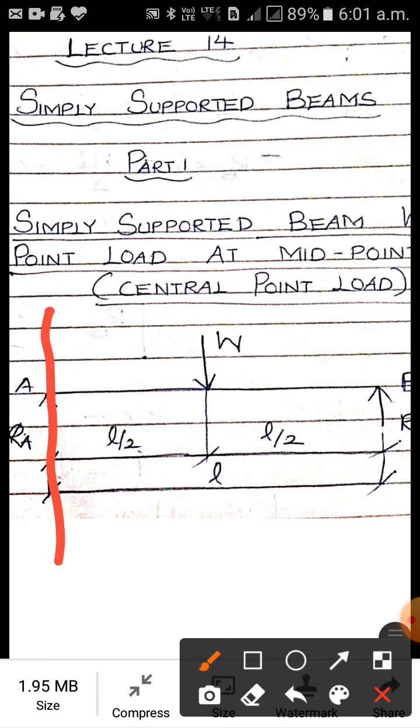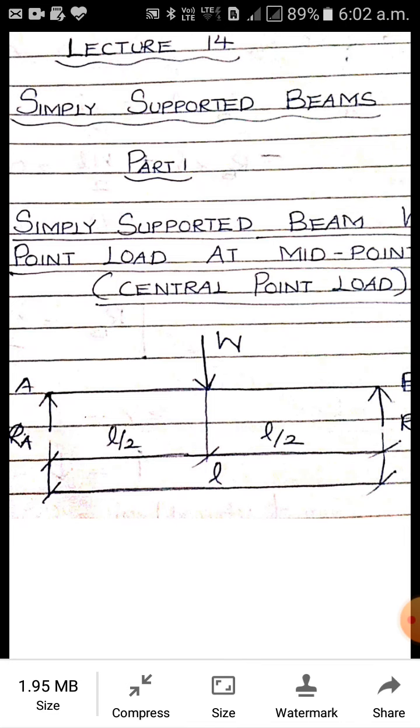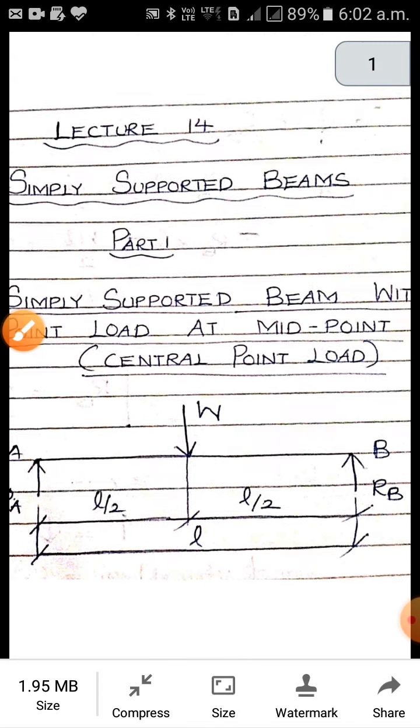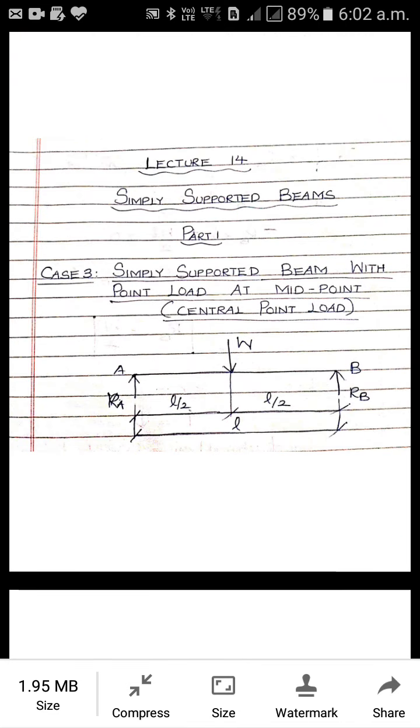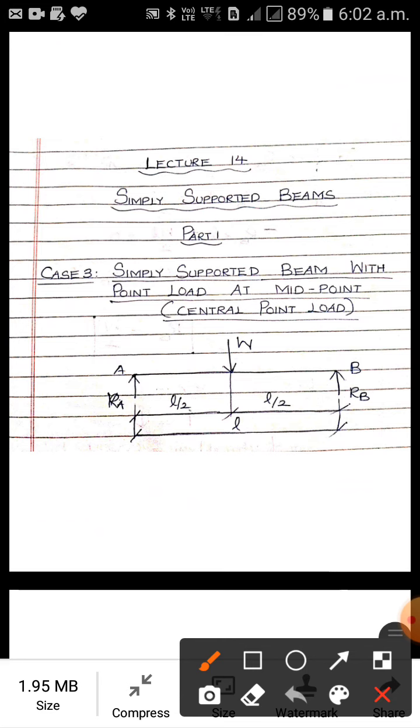So this is the A point. About this we are going to take the moment of all the forces. What are the forces? First force is... so let me have a good view. Okay, I think this is okay. Okay, now we are going to take the moment about A. So what are the forces available?